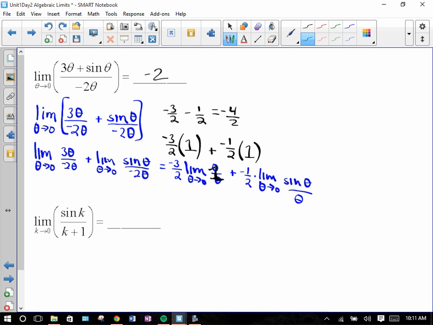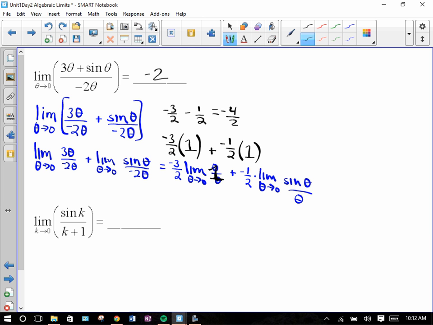So we look at this next one. The limit as k approaches 0 of sine k over k plus 1. Do I even really need to use properties? I believe that is true. So sine k over k is 1, and then plus 1 over. Okay, so that's not sine k over theta, that's sine k over k plus 1.